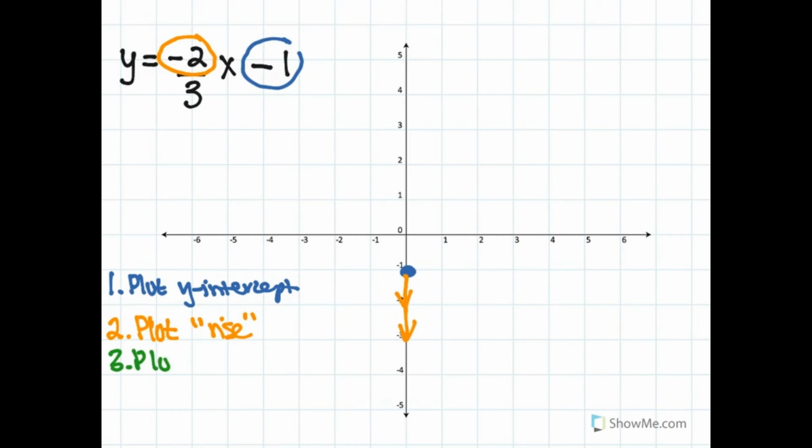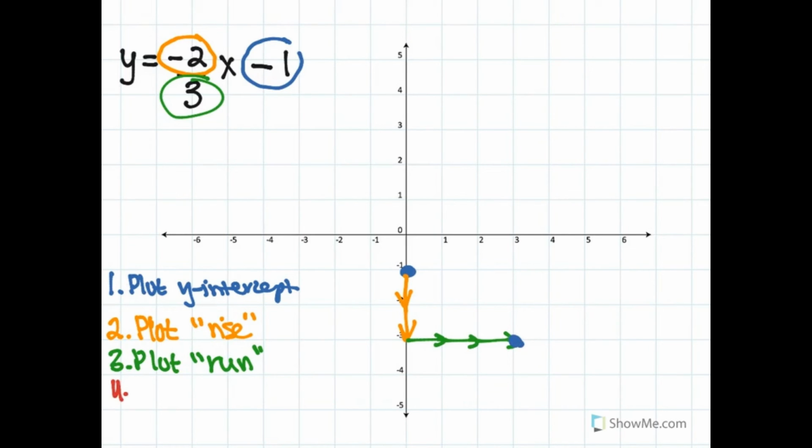Then our next step is to plot the run. Here our run again is +3. So we're going to go in the positive direction of x, which is to the right. 1, 2, 3. We're going to plot our point.